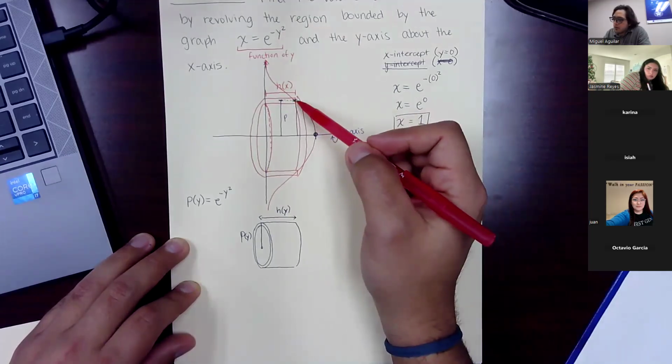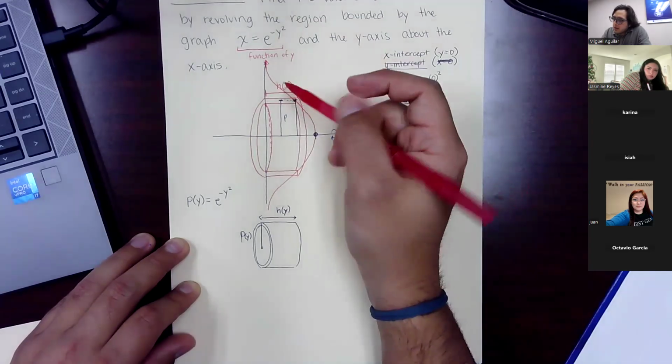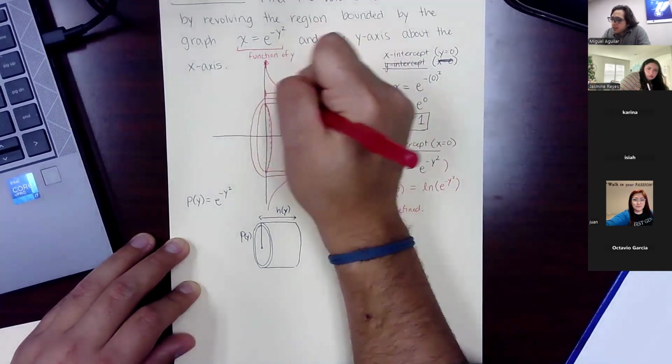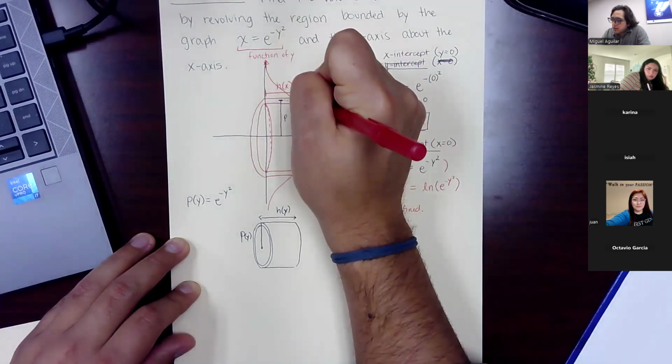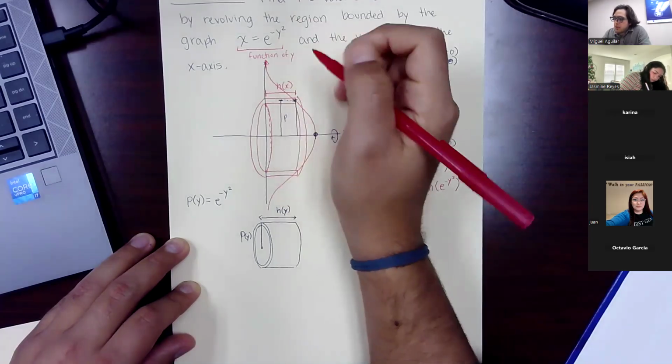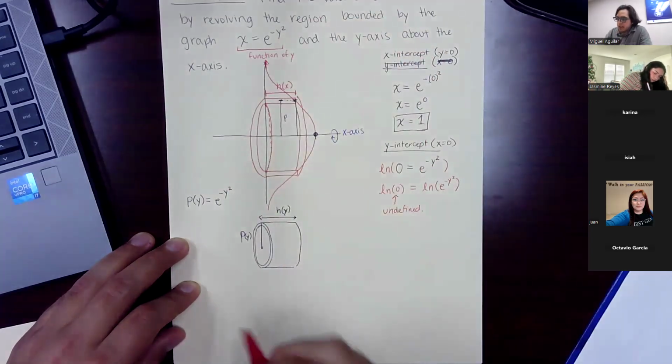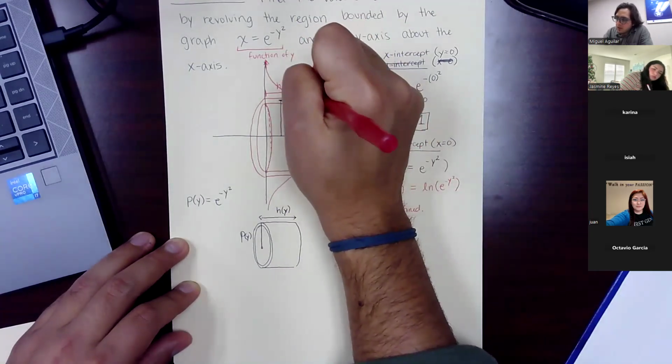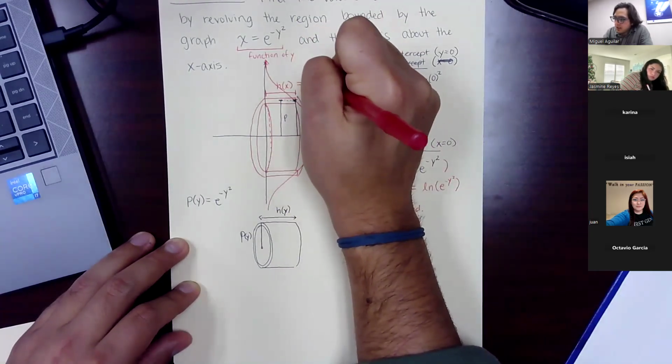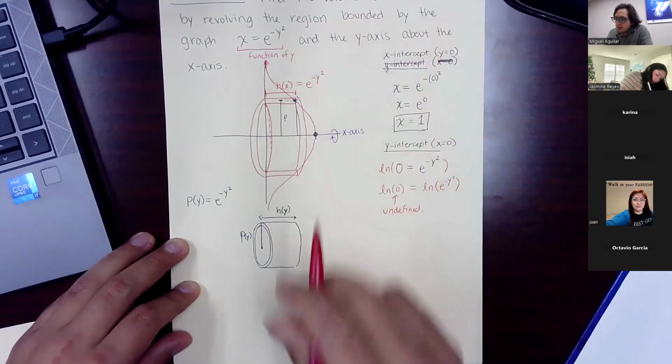Oh no, I have this wrong. The height is going to the edge of the function, right? Yeah, that's the way I was thinking about it before. The height is actually the edge of the function. So h of x is equal to e to the minus y squared.